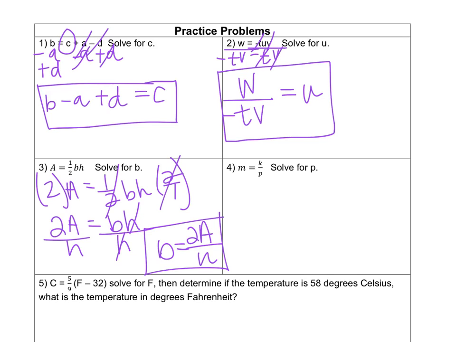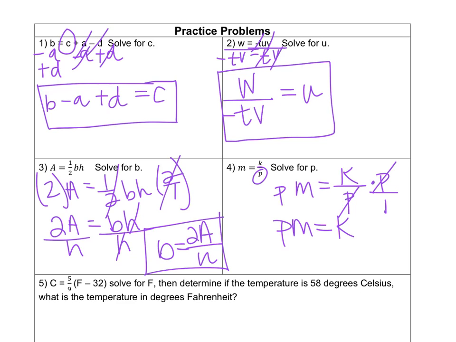Okay, number 4, solve for p. So I need to get p by itself. This one's a little bit trickier since p is already in the denominator. I'm actually going to multiply each side by p. That way I can get it out of the denominator. So p divided by p, because this is like p over 1, cancels. So I'd have pm equals k.